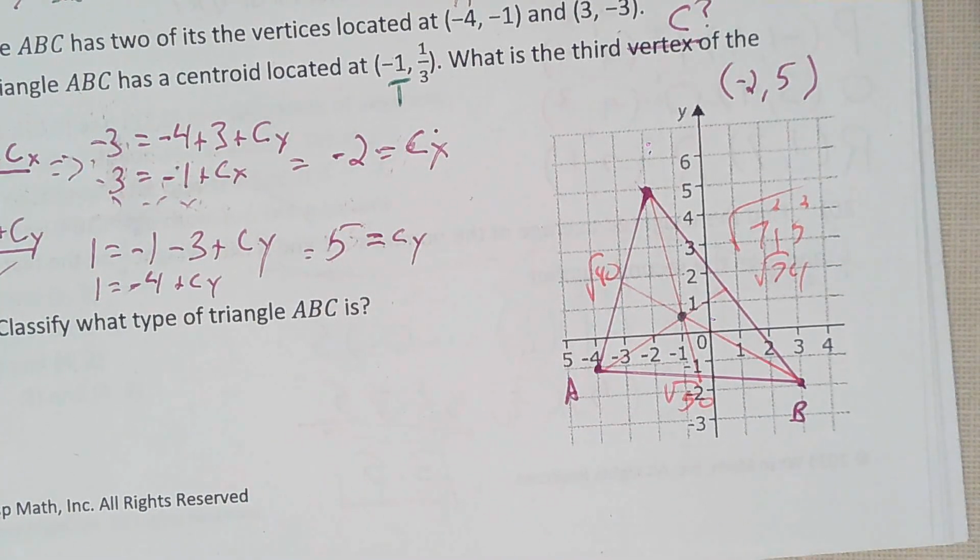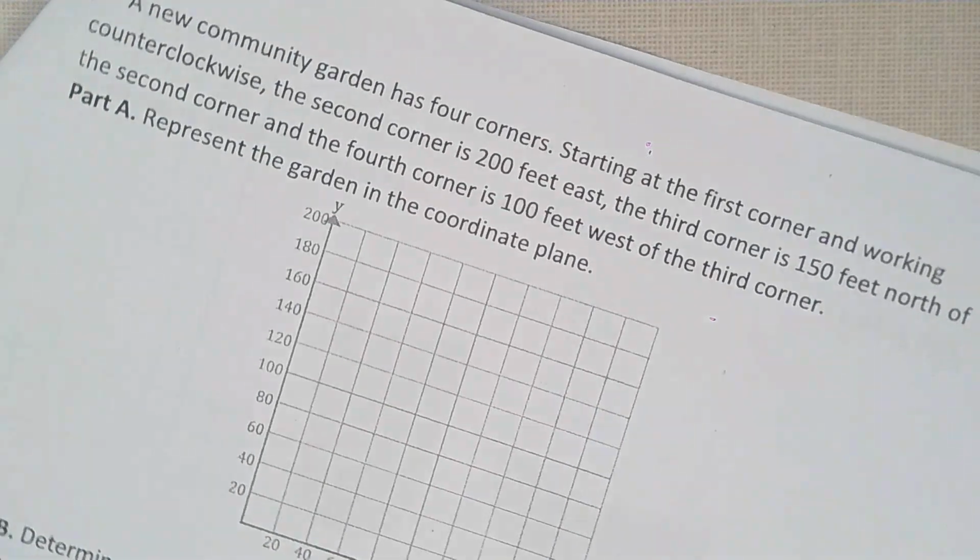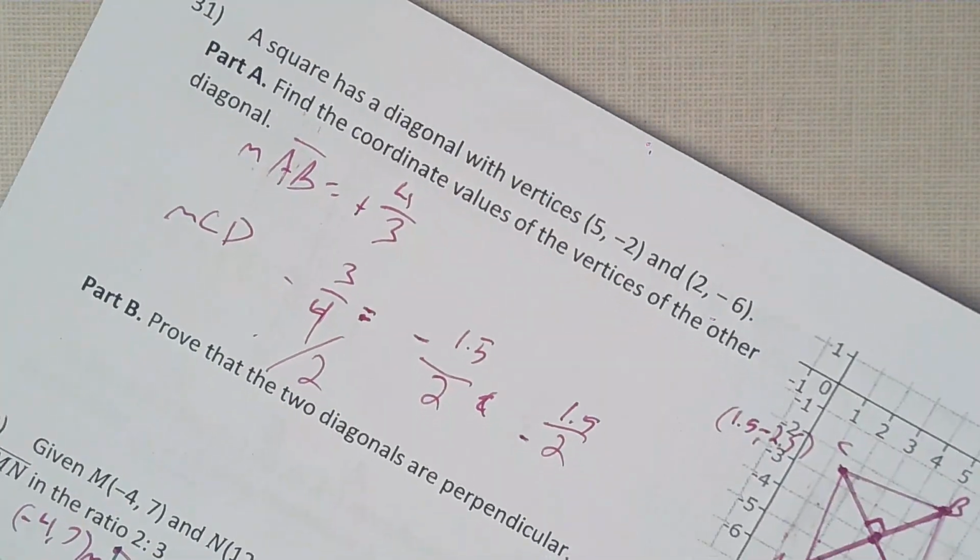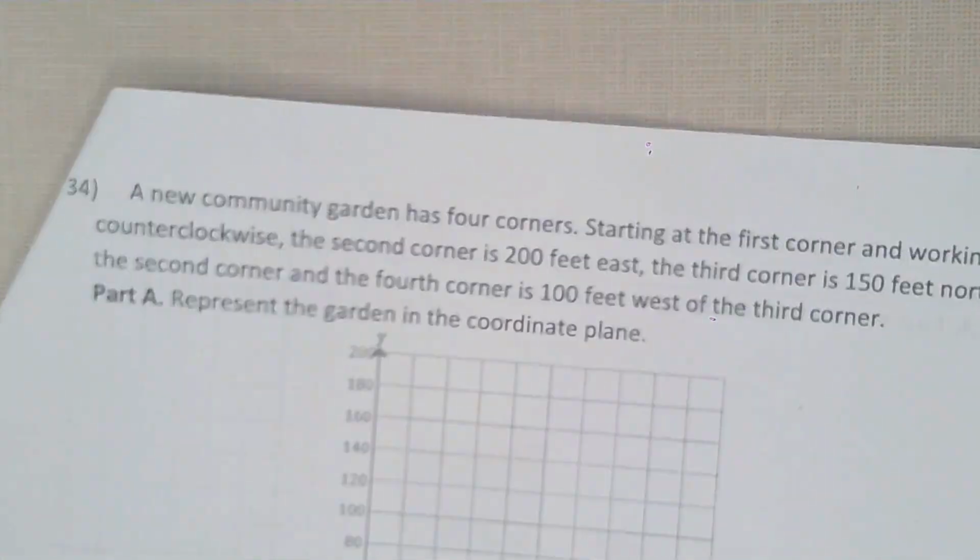So let me pause and take a look at that real quick. Yep, the verdict is in. There's nothing special about the triangle. It's a scaling triangle. So that's that one. Let's see if I've got anything more in me. So this is 33 and 34.